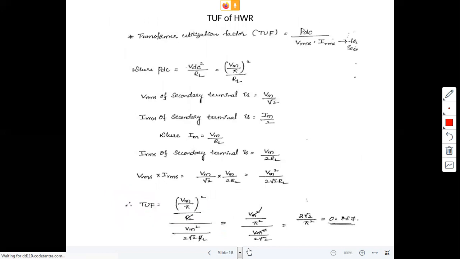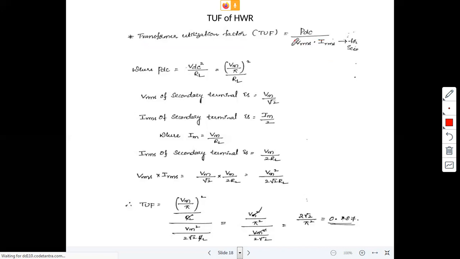Okay, next another one is the transformer utilization factor, TUF, for the half wave rectifier. What is the value of the transformer utilization factor? That is equal to output power PDC by input power. This input power is for the secondary of the transformer.